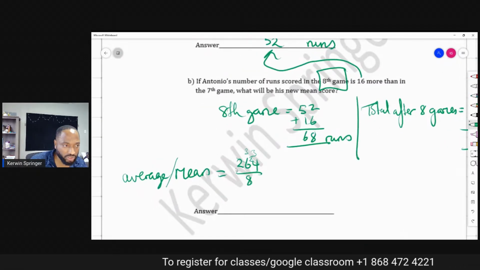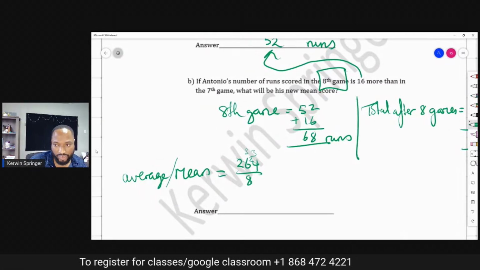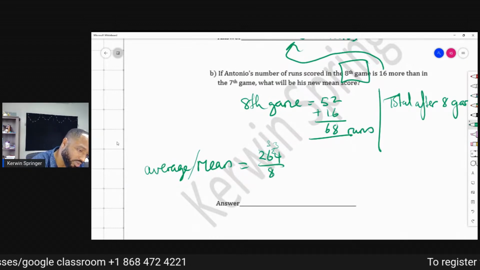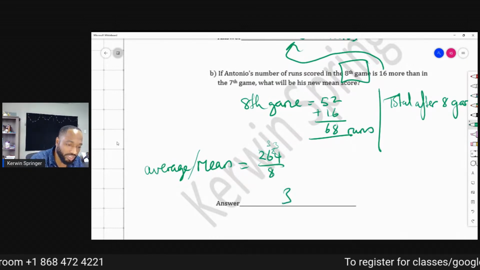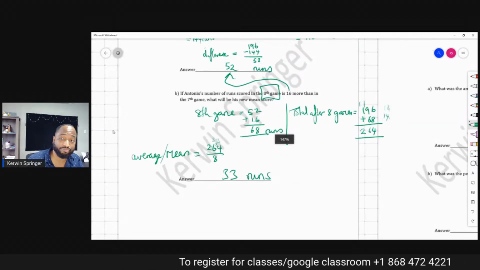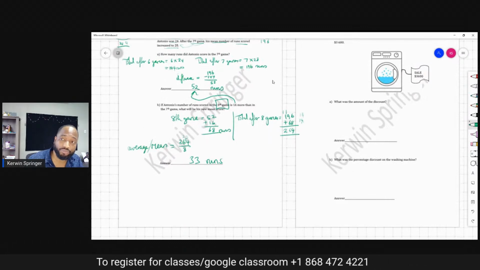So it may not be 264 divided by 8. Yes, everything looking good. And 8 could go into 26 3 times, remainder 2. And it could go into 24 3 times. So this is the new average, 33, the average going up. Well done, my boy.